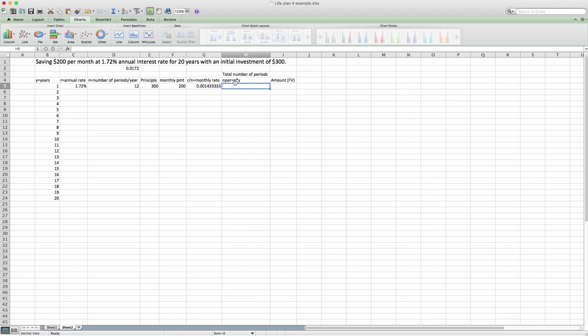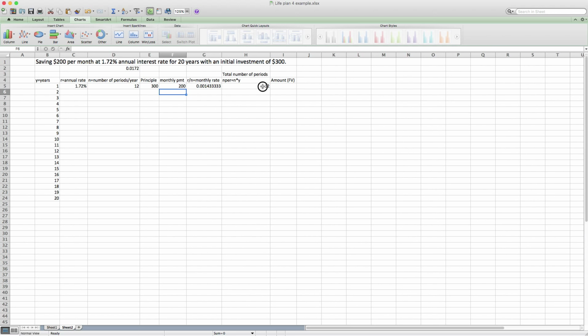Now the total number of periods is the n per in our future value equation. This is equal to n, the number of periods, times y, which is the number of years. So in the future value equation, n per is equal to n, right here, times whatever year we're in. Okay? And now these are all of our variables that are going to go into our future value equation.